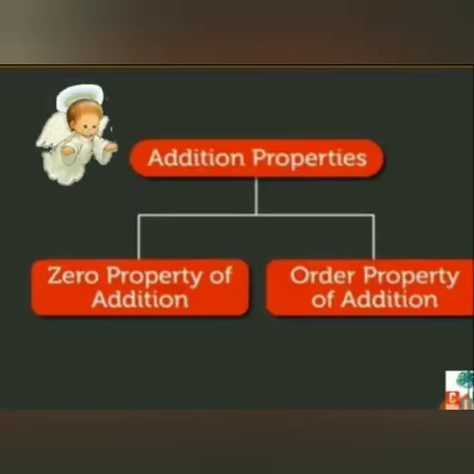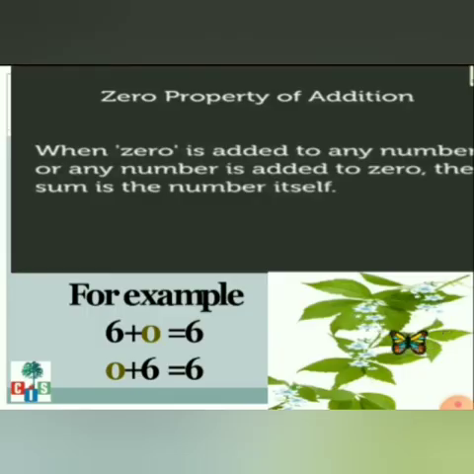When we are doing addition, there are properties also. Here we are studying two properties. One is the zero property of addition and the second one is the order property of addition. The zero property of addition says that when you add zero to any number, or any number is added to 0, the sum is the number itself. Like 6 plus 0, you will get the same answer, 6. Or 0 plus 6, then also you get the same answer, 6.